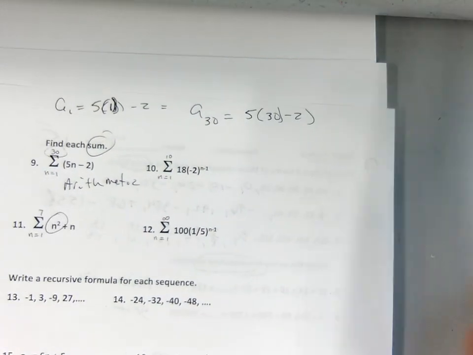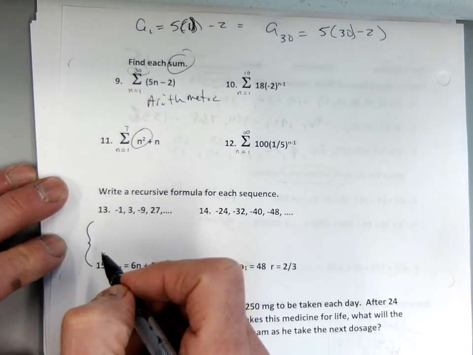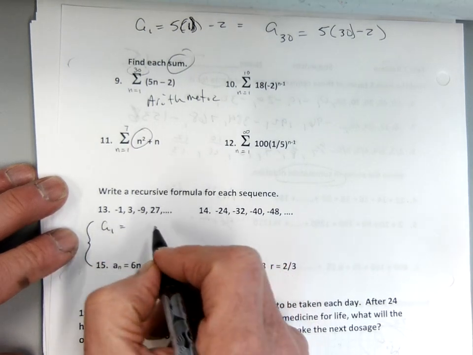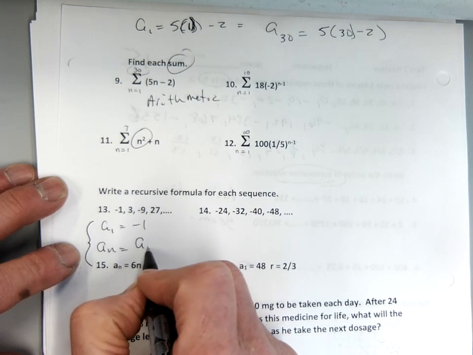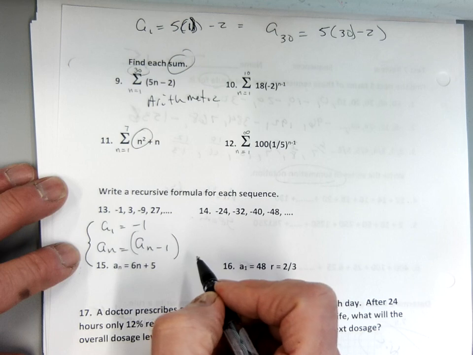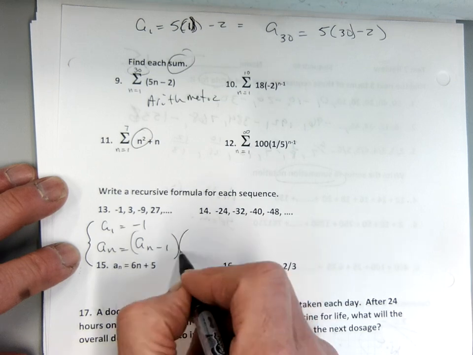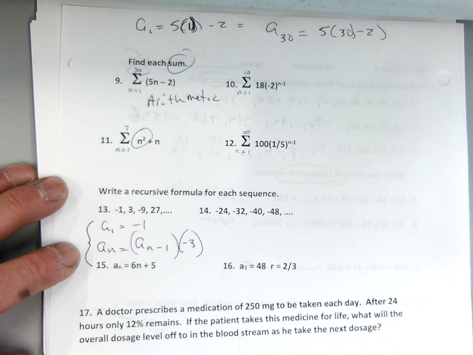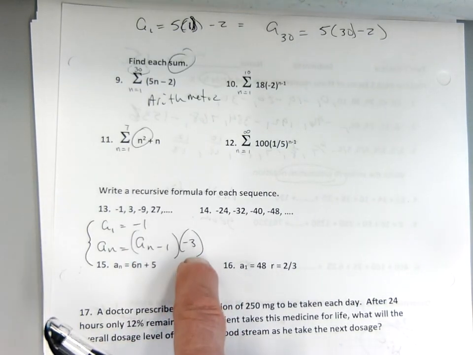13. Recursive formula. I need two things. What's the first thing I need? Good, A1. That's easy. What's A1? And then the second thing is I'm going to write a sub n equals a sub n minus 1. What's going on from here to here to here? There you go, times by -3. That's your answer. That's the formula. That's not bad, is it? The recursive formulas are easier to write, but they don't help you find like the 100th term, right? But they're easy to write.